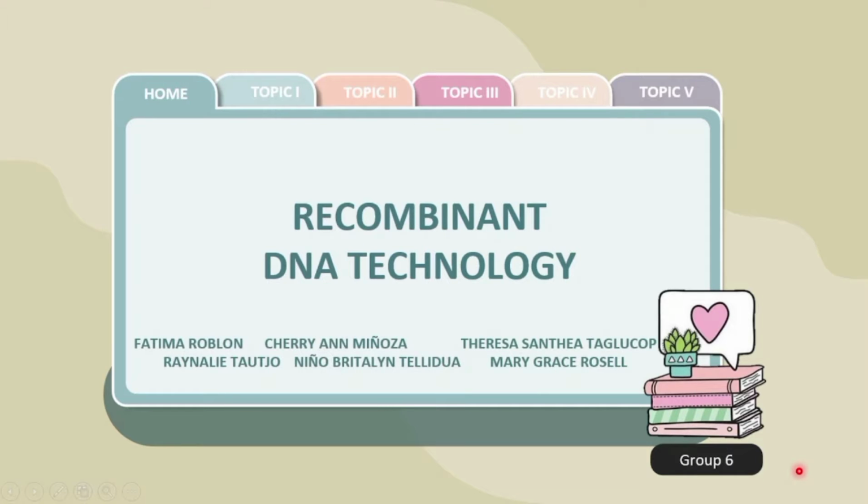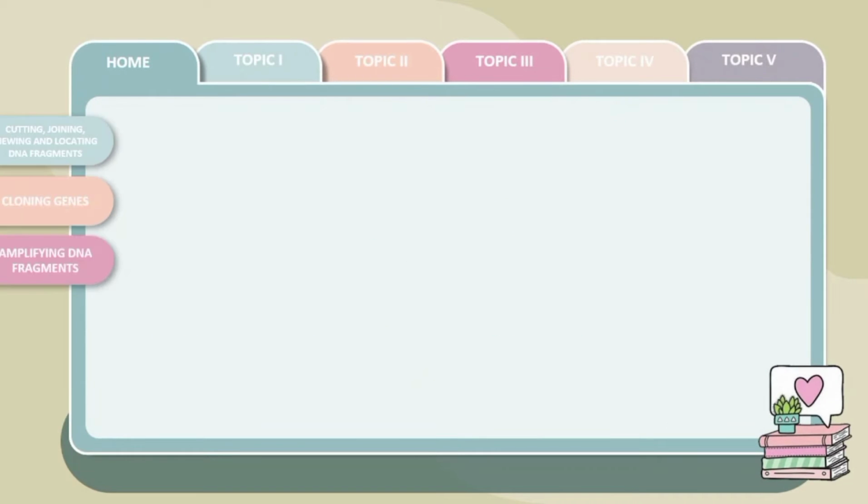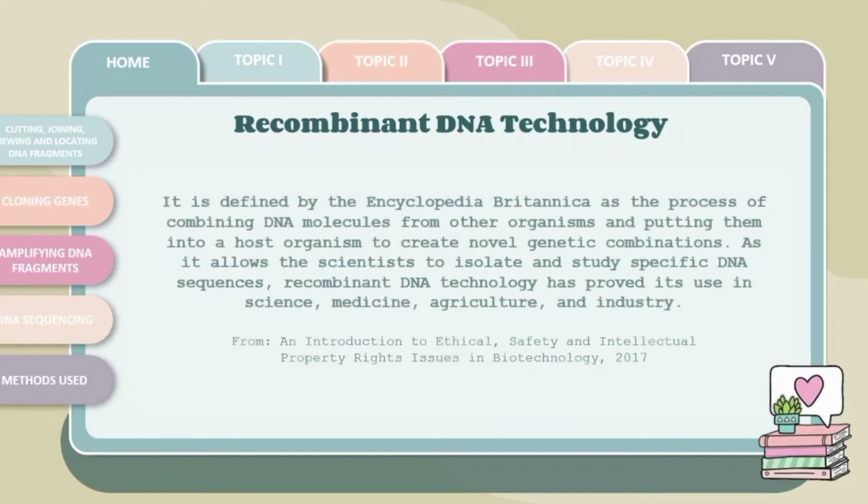But before introducing to you the specific topics comprised by this discussion, it is important that you first know what recombinant DNA technology is. Recombinant DNA technology is defined by the Encyclopedia Britannica as the joining together of DNA molecules from different organisms and inserting it into a host organism to produce new genetic combinations that are of value to science, medicine, agriculture, and industry.